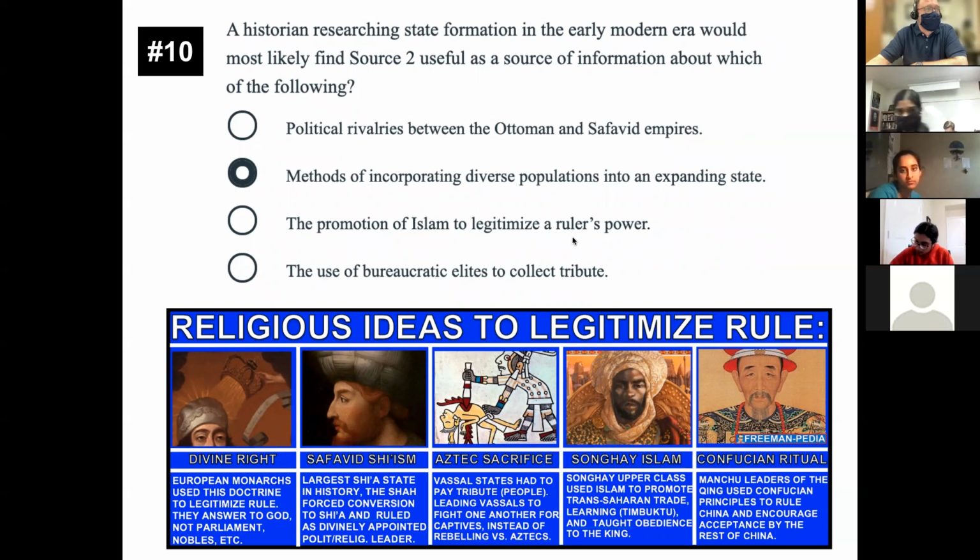None of these others there's any evidence for. There's nothing about a rivalry between two states. There's no warfare being shown. There's nothing Islamic in the work at all. And there's no tribute collection necessarily. So notice process of elimination is going to get you to a lot of these answers.